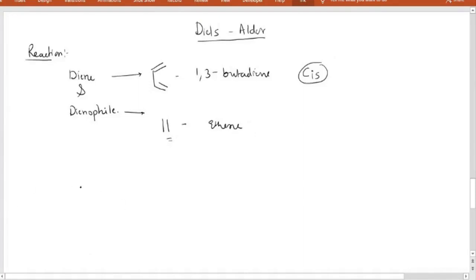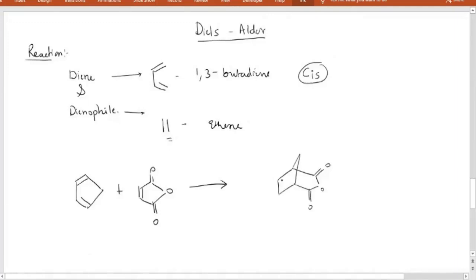Okay, now consider a diene like this. Okay, and if you take a dienophile, very well known reaction, so the product you will get here is this, your Diels-Alder adduct. Okay, this is your final product. Okay, this is your diene, and this is your dienophile.